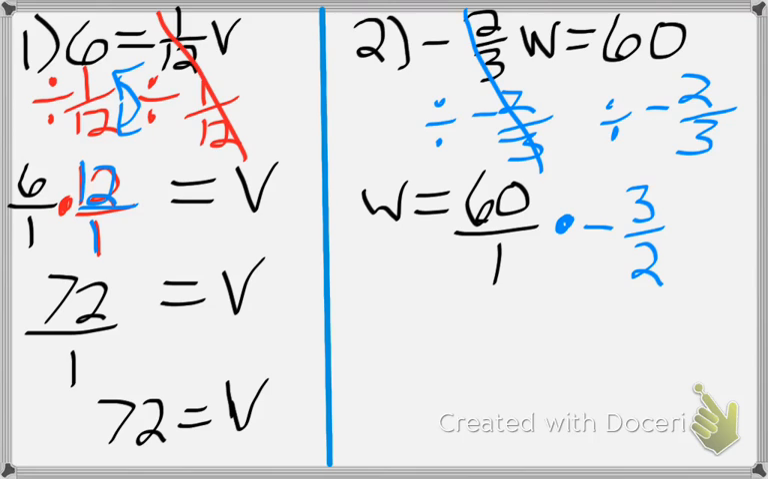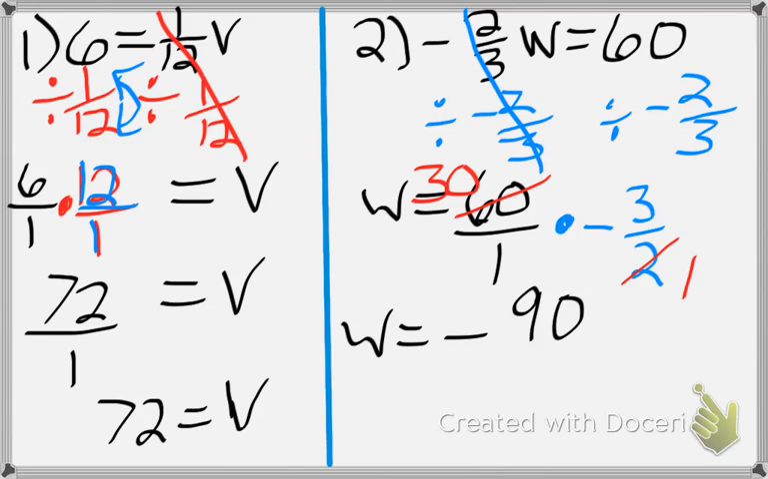It happens to be that 2 goes into both of them. 2 goes into 2 once, 2 goes into 60 30 times. So now we're ready to multiply. Going straight across. Well, before we do anything, a positive times a negative is always a negative. So I'm going to write W equals negative. We know it's going to be negative. Don't overthink it. 30 times 3 is 90 on top, and on bottom 1 times 1 is 1. So we're just left with W equals negative 90. And that's our final answer to number 2.